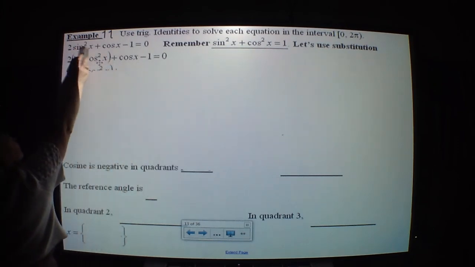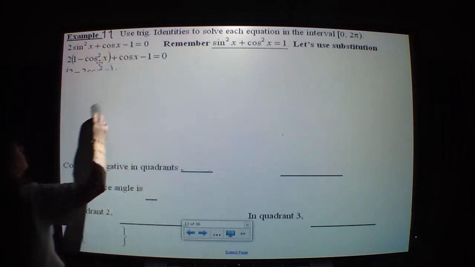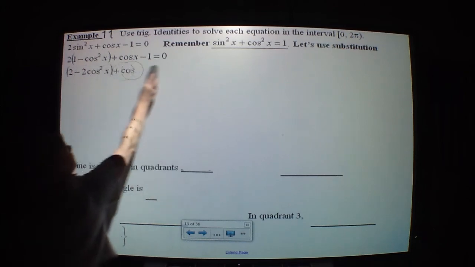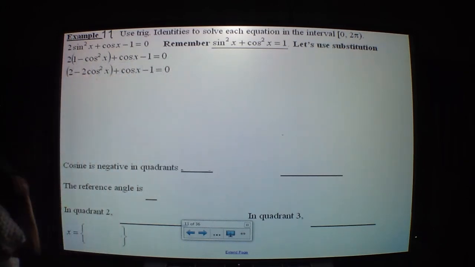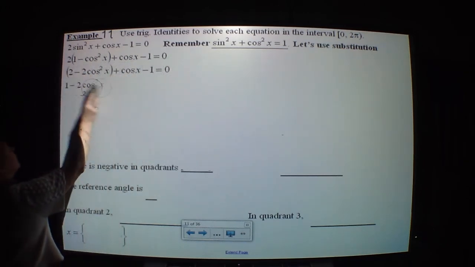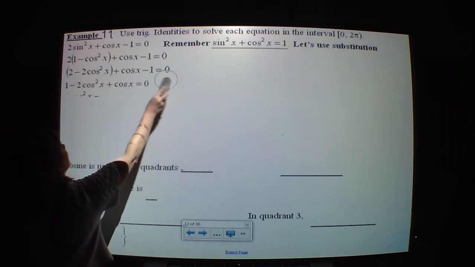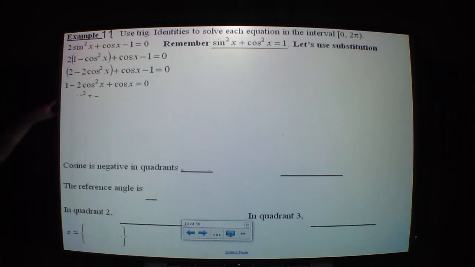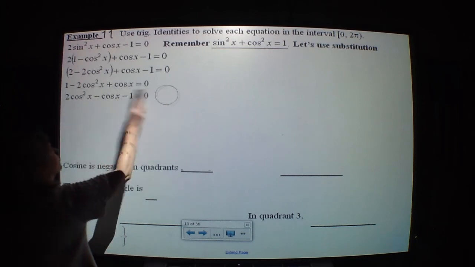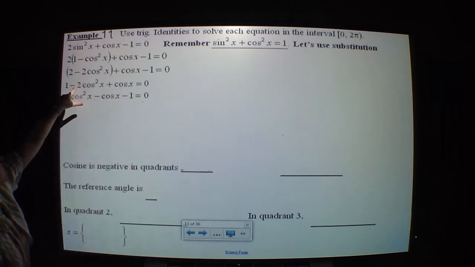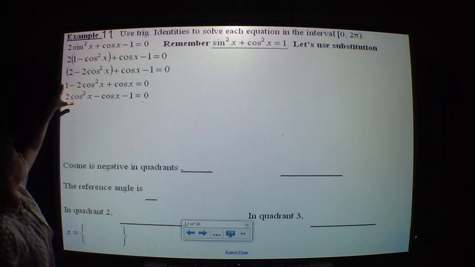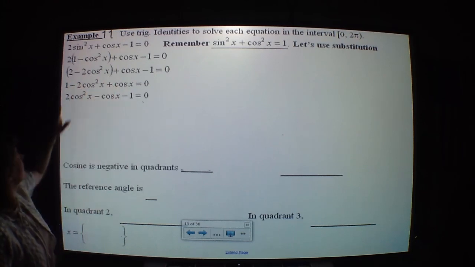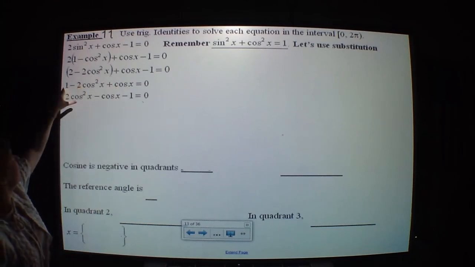2 times 1 minus cosine squared plus cosine minus 1. Distribute the 2. Combine any like terms. 2 minus 1 is 1. I don't like having the squared term being negative, so I multiply each side by negative 1 and then rearrange it. So the squared term becomes positive, and the other two become negative. So positive, negative, and negative.